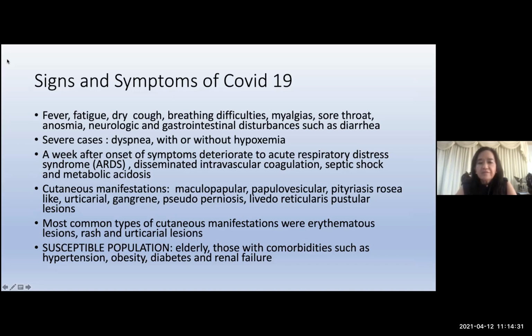You have cutaneous manifestations: maculopapular, papulovesicular, pityriasis rosea-like lesions, urticaria, gangrene, pseudo-perniosis, livedo reticularis, pustular lesions. The most common types of cutaneous manifestations were erythematous lesions, rash, and urticarial lesions. The susceptible population included the elderly, especially those with comorbidities such as hypertension, obesity, diabetes, and renal failure. However, as a footnote, now that's not really true. Now it affects all ages, especially also the young, for the cutaneous manifestations.